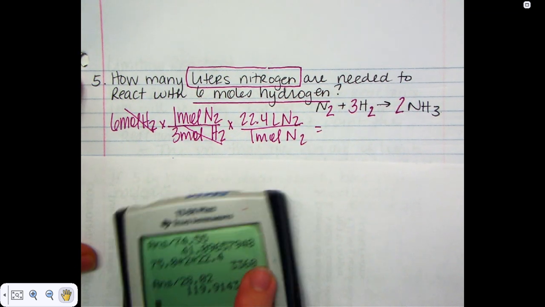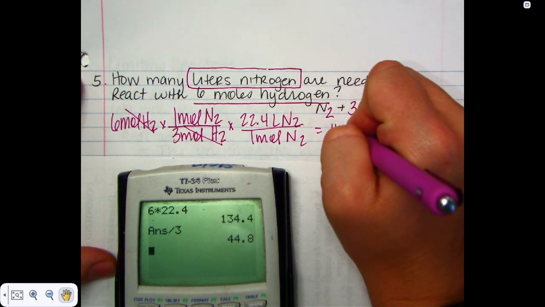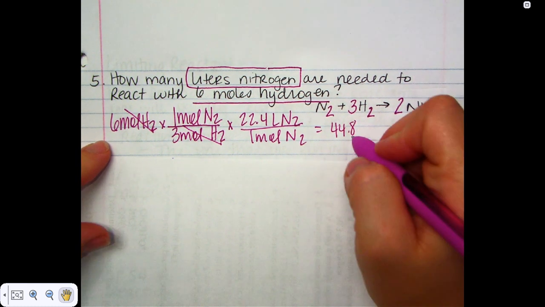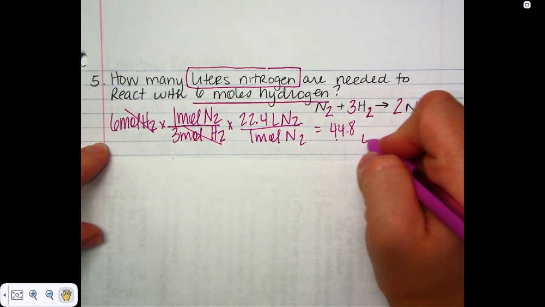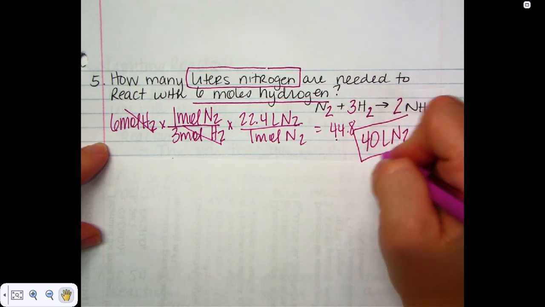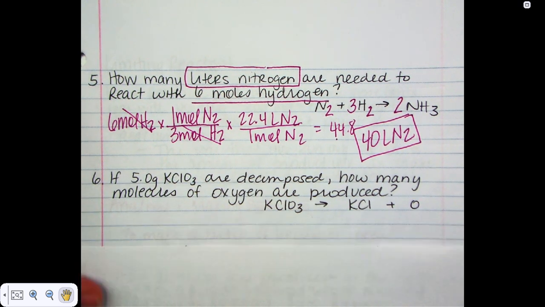All right, so let's look at our math. 6 times 22.4 divided by 3, 44.8. All right, so let's consider our sig figs. 6 has 1. So that means 4, this isn't going to round, so 40 liters N2 is my answer. Okay. All right, so we have 2 more.